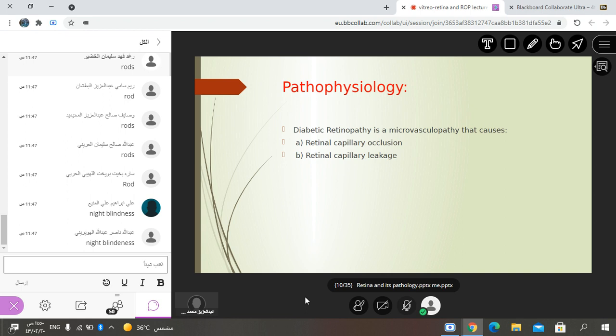Okay. Pathophysiology, diabetic retinopathy is a microvasculopathy that causes retinal capillary occlusion as well as retinal capillary leakage. In order to know what happens in diabetic retinopathy, we will go through the stages, and then we can go back to the pathogenesis. Stages, we can divide them clinically into non-proliferative and proliferative diabetic retinopathy.